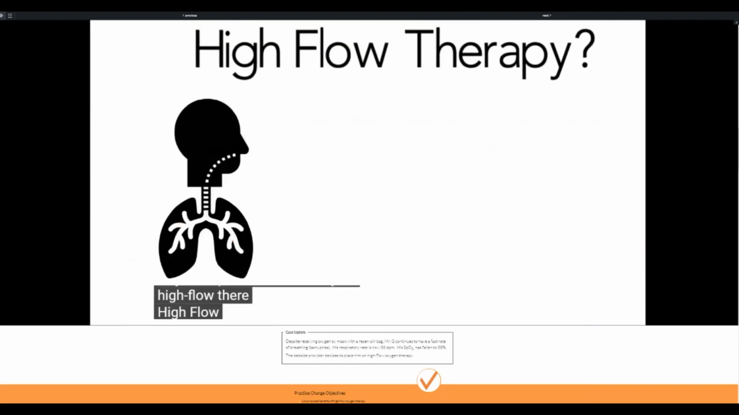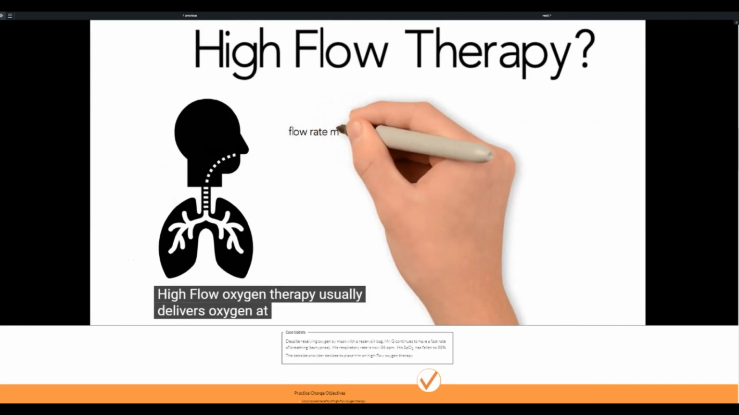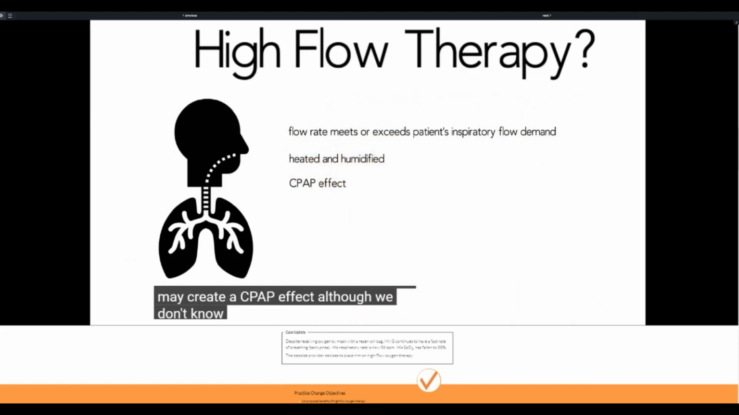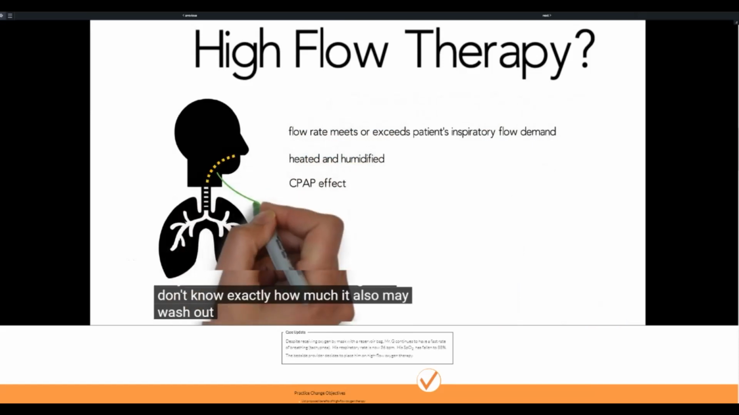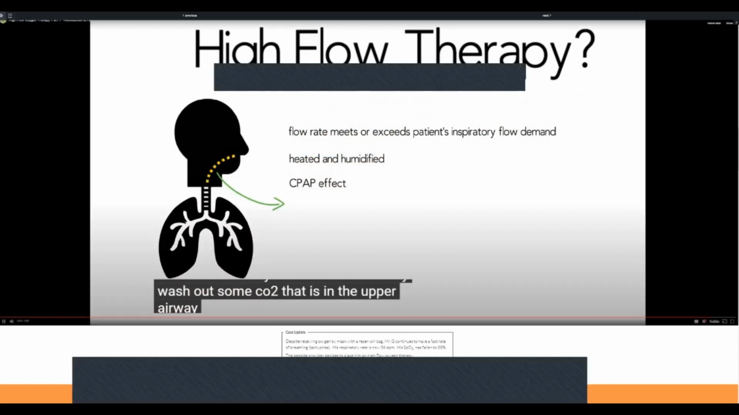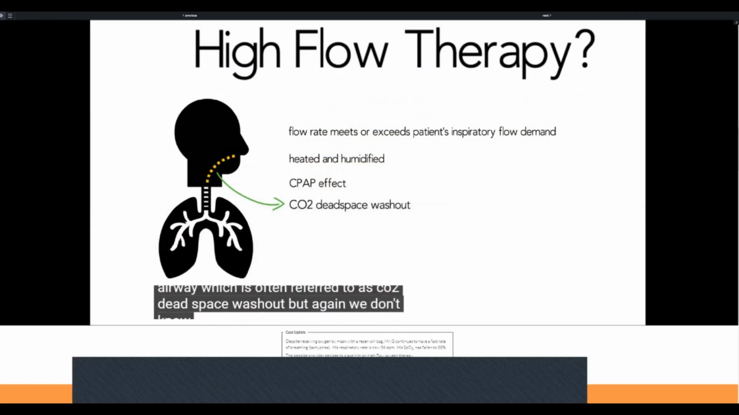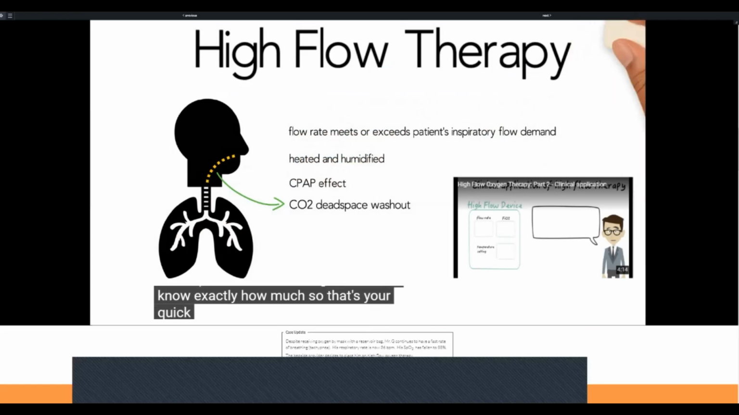So just a quick final summary on high-flow therapy. High-flow oxygen therapy usually delivers oxygen at a flow rate equal to or higher than the patient's actual inspiratory flow rate. It should be heated and humidified for patient tolerance. And depending on the flow rate and the seal around the nose and mouth, high-flow oxygen may create a CPAP effect, although we don't know exactly how much. It also may wash out some CO2 that is in the upper airway, which is often referred to as CO2 dead space washout. But again, we don't know exactly how much. So that's your quick introduction to high-flow therapy.